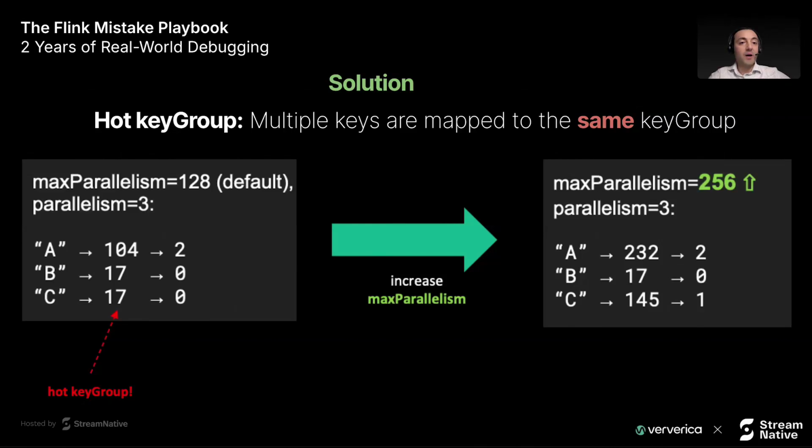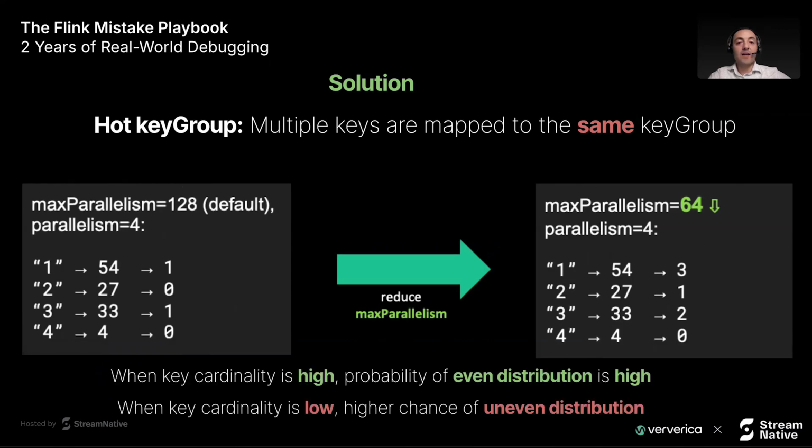By just increasing the max parallelism value from 128 to 256, our Flink application is able to give key C a different hash value, so that key corresponds to a new key group, and this key group corresponds to another task slot. So you can see that our data is evenly distributed between the task slots. Of course, you can also use a technique to reduce the maximum parallelism. This will also change the keying formula.